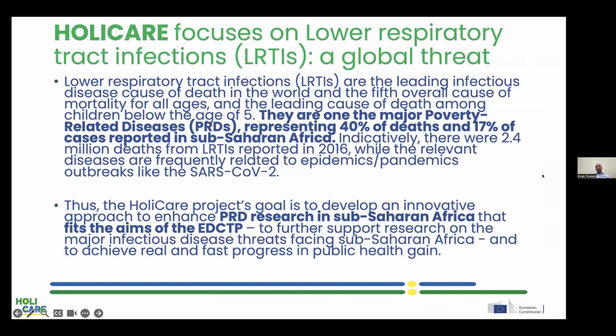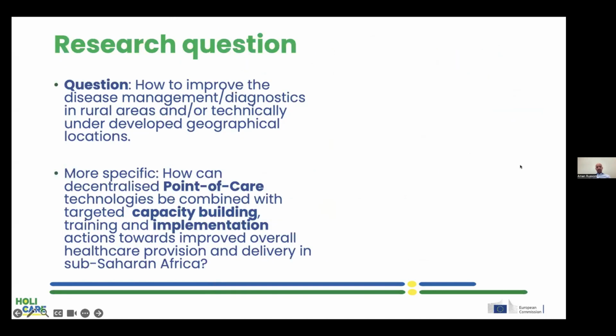HoliCare is a consortium that has been active since September 2022. We're looking specifically at poverty-related diseases, and more specifically respiratory diseases in Sub-Saharan Africa. So the question really is, how do you improve disease management and diagnostics in rural areas and or technologically underdeveloped geographical locations?